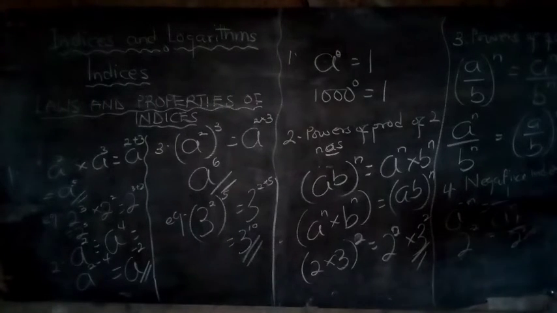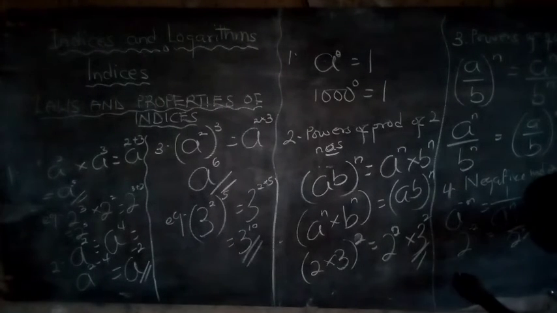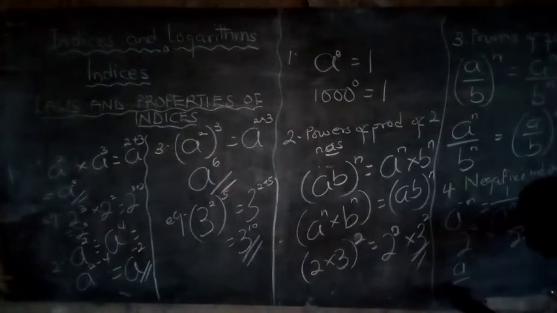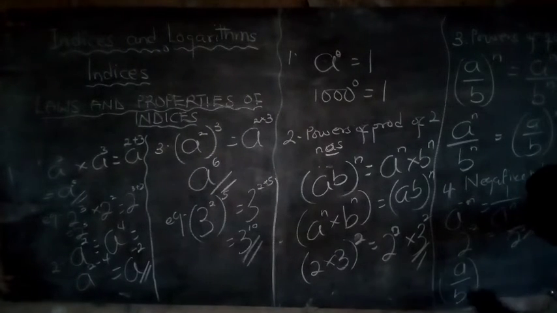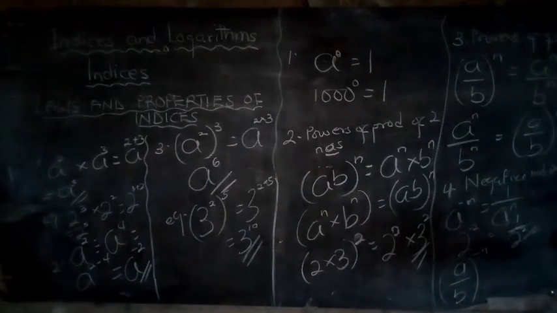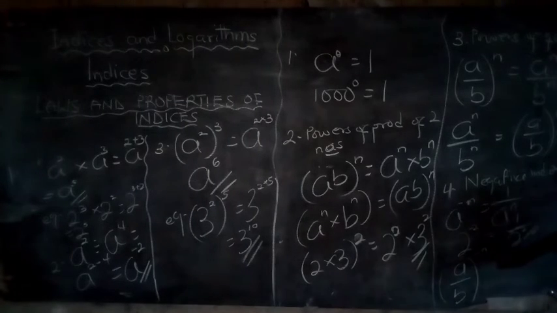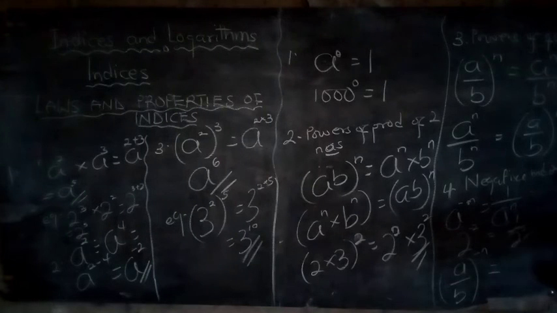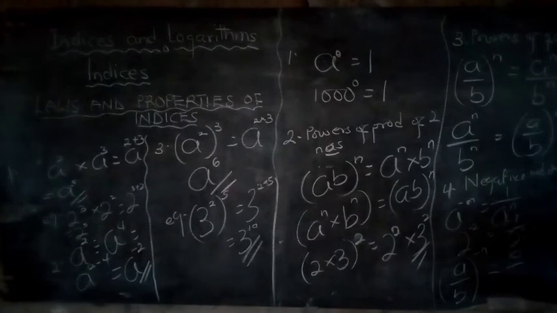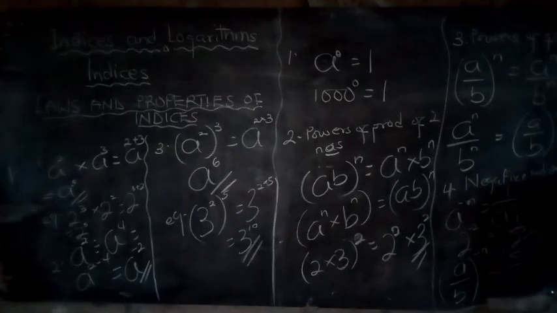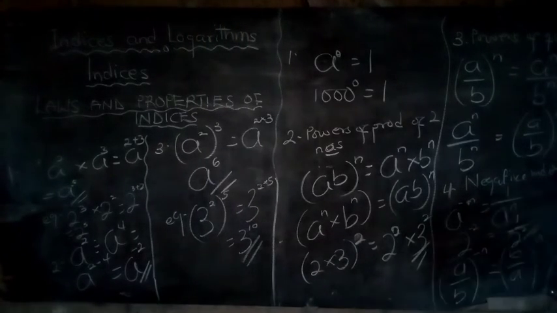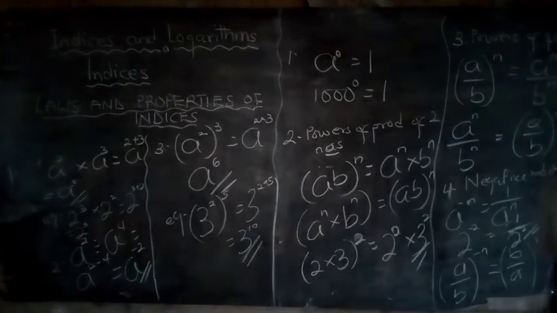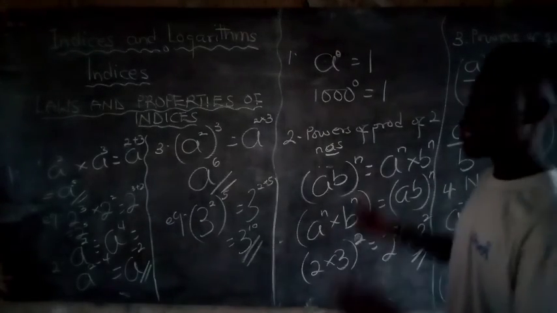The second one of the negative index is that when I have a over b, the whole thing to the power negative n, for me to let this negative vanish, I will interchange the fractions. That will be b over a, the whole thing to the power n. And this is how we go about it. The properties of indices. So this and many more is what we talk about today.